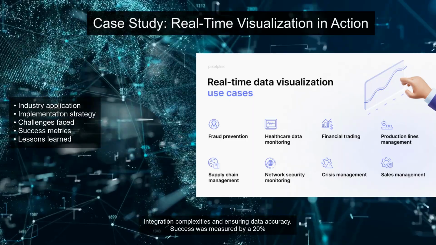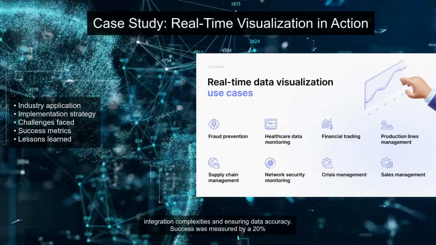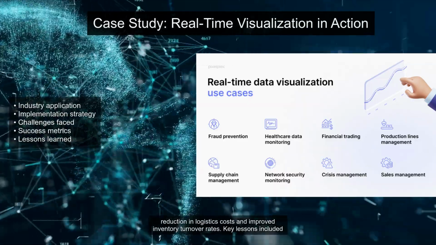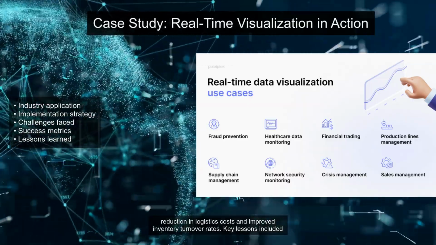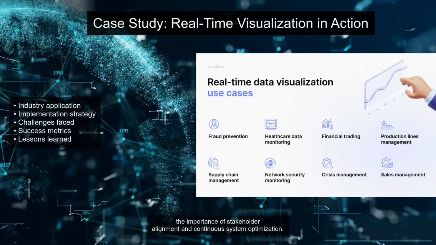Challenges included data integration complexities and ensuring data accuracy. Success was measured by a 20% reduction in logistics costs and improved inventory turnover rates. Key lessons included the importance of stakeholder alignment and continuous system optimization.